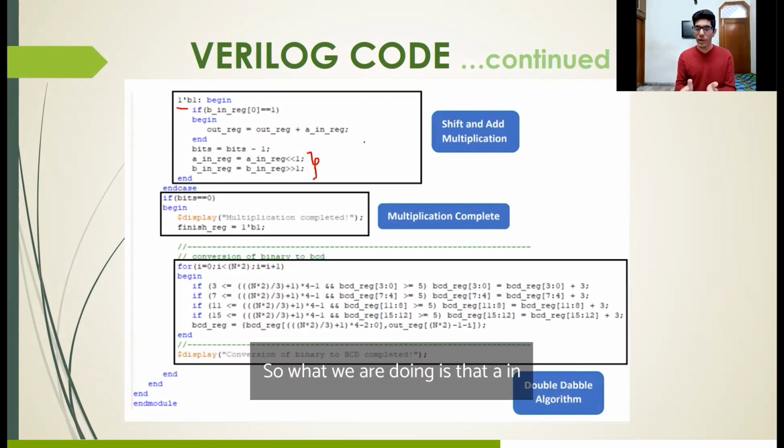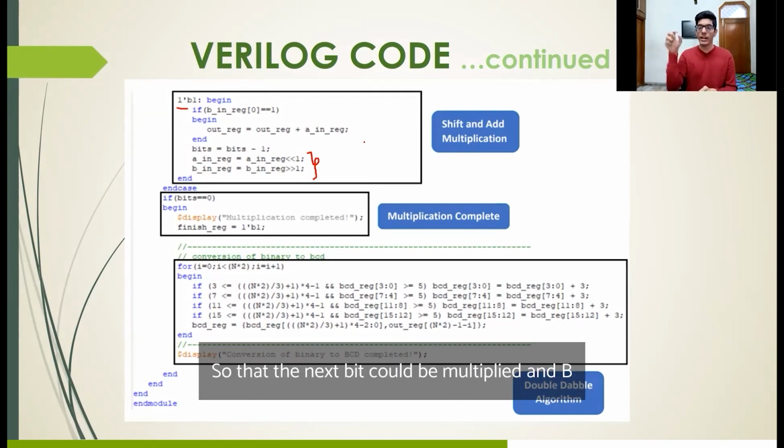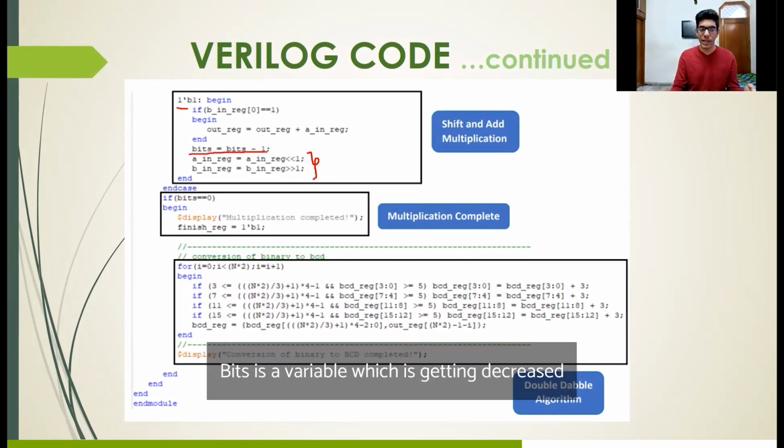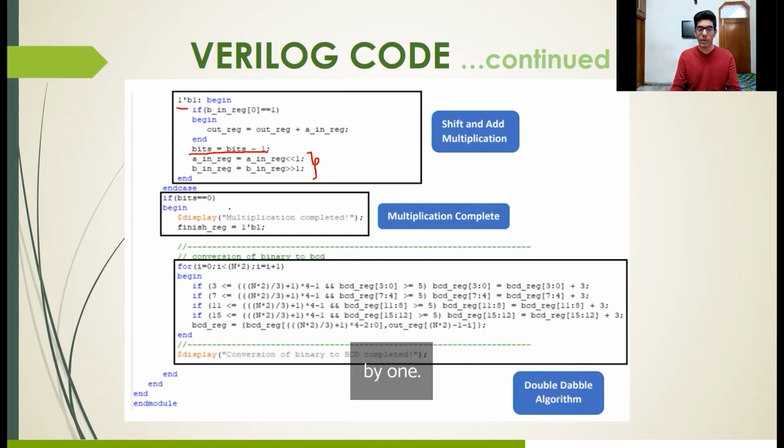So what we are doing is that A in register is getting shifted to the right so that the next bit could be multiplied, and B is getting shifted to the left for the place of the placeholders, right? Here bits is a variable which is getting decreased by 1. Now if bits gets to 0, then the multiplication is completed, right?